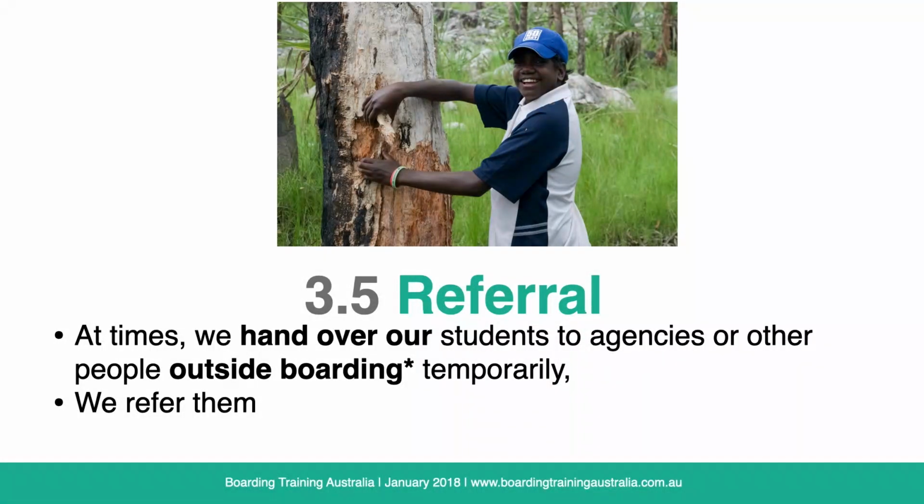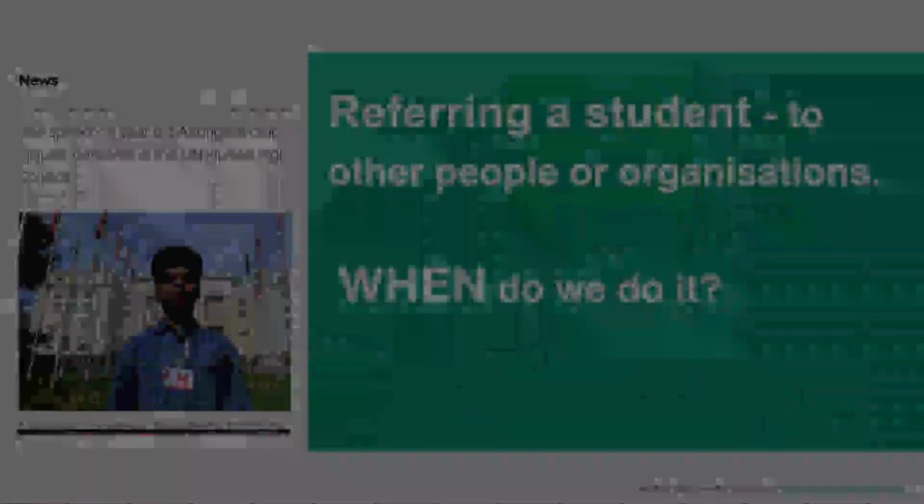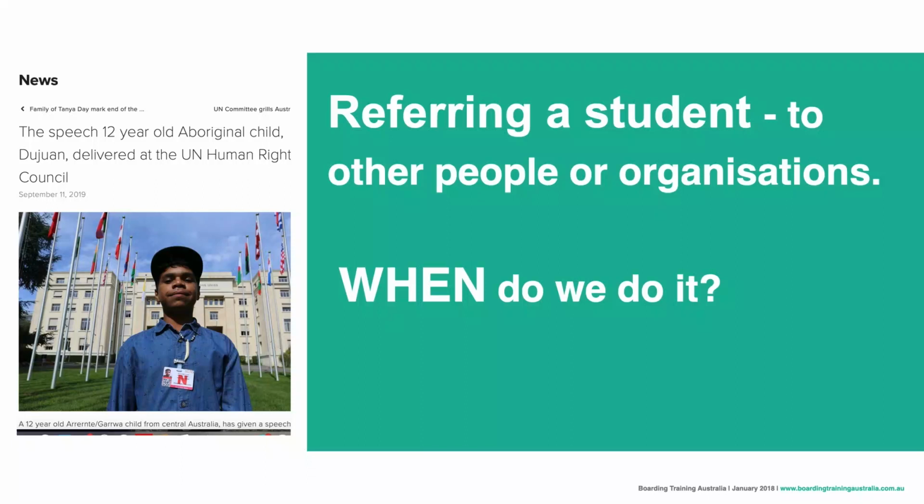Now, we have the duty of care in our boarding houses to care for and protect and prevent risk, prevent harm to our students. But sometimes, of course, we're not with the students 24/7. We hand over our students to the school each day of the week, or to other agencies or people who are outside of our boarding, who are not employed in boarding. Temporarily, usually, we refer them out to some organisations. You can probably think of when we do refer our students or let them go to other people or organisations. Can you think of some situations when that happens in your residence?